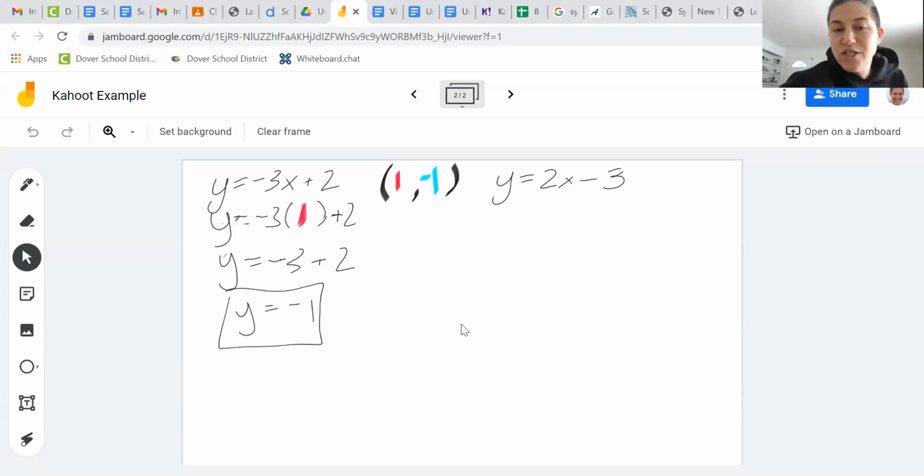Because if that's a solution to the system, it's going to be a solution to both of those equations, because that means it's a point on both of the lines. And the only point that's going to be on both the lines is the point where they cross. Okay, so let's try it in the next one. I'm going to do the same thing.